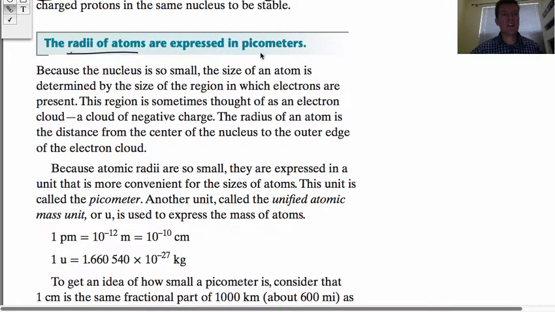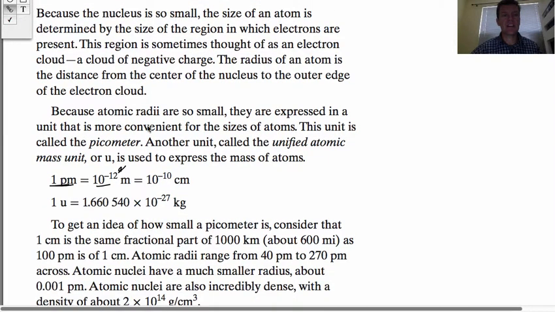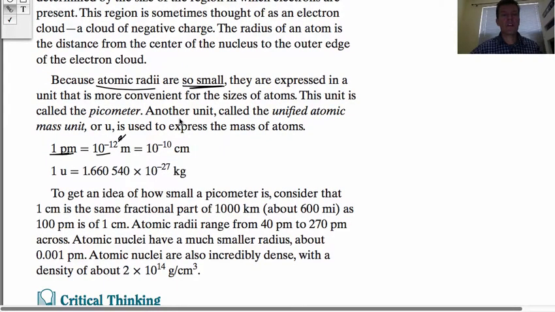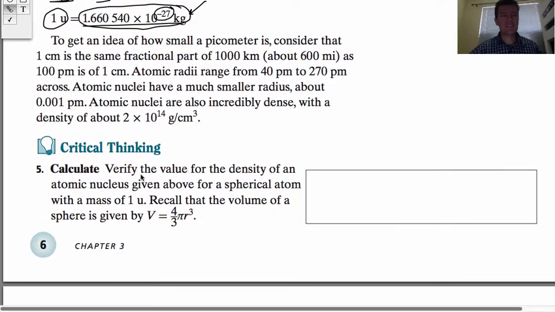The radius of an atom is expressed in a very small unit called picometers. 1 picometer is 10 to the negative 12 meters. Tiny, tiny, tiny. The atomic radii are very, very small. The other thing here is the mass of atoms and the subatomic particles. Notice kilograms here. It's so tiny that we use a unit called the unified atomic mass unit, where one of these is equal to that quantity of kilograms. The idea here is just that atoms are tiny and the subatomic particles are even tinier.